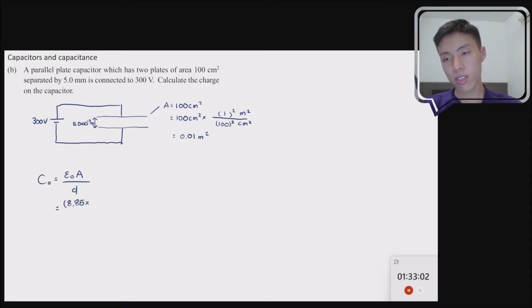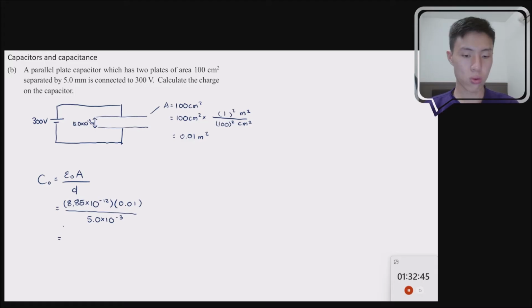This 8.85 times 10 to the power negative 12 is the permittivity of free space. You can obtain it from the constant sheet. The area here is 0.01. Make sure it's in SI unit. The distance between them should be 5 mm, but convert it into SI unit as well. So from here you get your C0 to be equal to 1.77 times 10 to the power of negative 11 farad. So this is your capacitance.